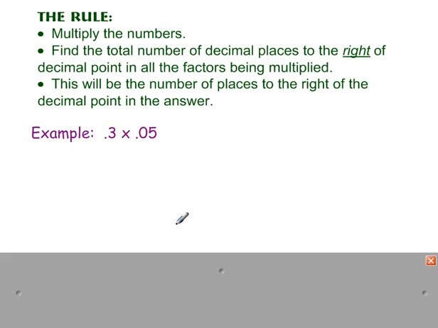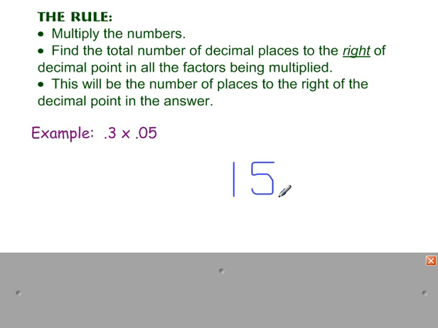In this example, we have 3/10 times 5/100. We first of all multiply 3 times 5 and get 15. Then we count the total number of decimal places to the right of the decimal point in the original factors. There's 1 place to the right here, 2 places to the right here. That's 3 places to the right.